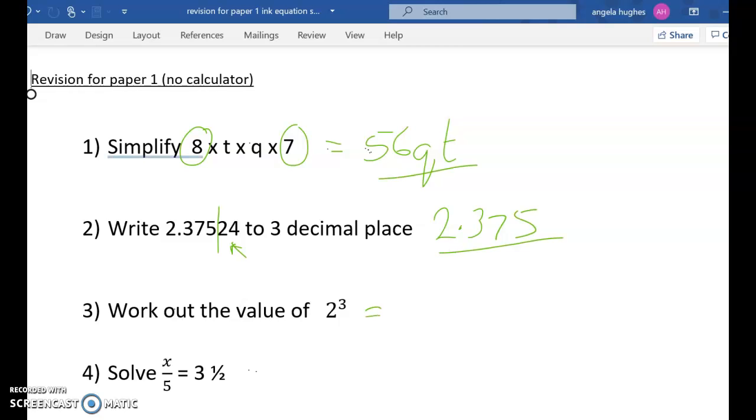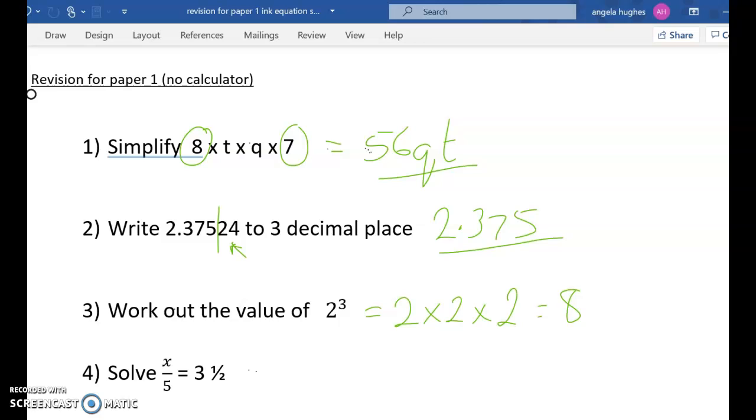Okay, this one here, work this out. So you're doing 2 times 2 times 2 because you've got this power here of 3. Okay, so 2 times 2 is 4, and then 4 times 2 is 8.